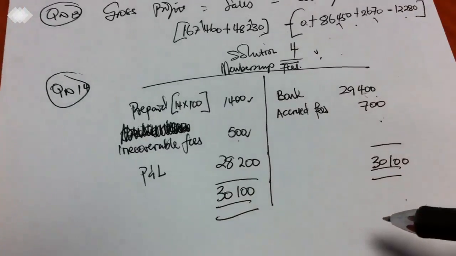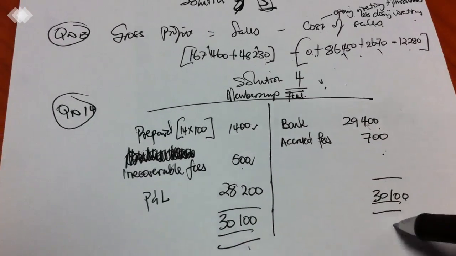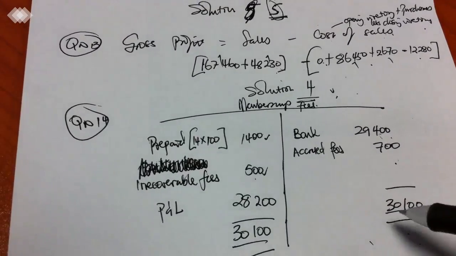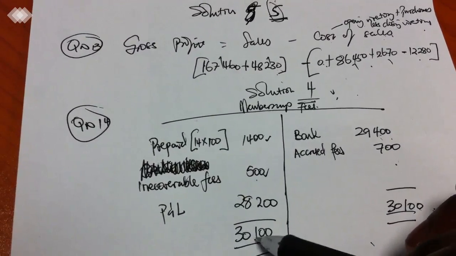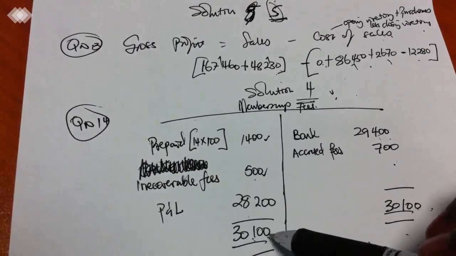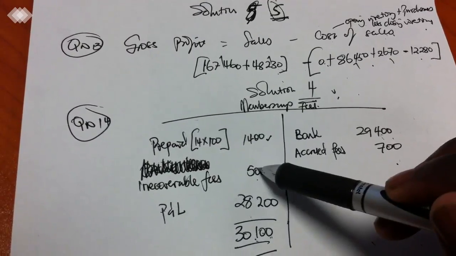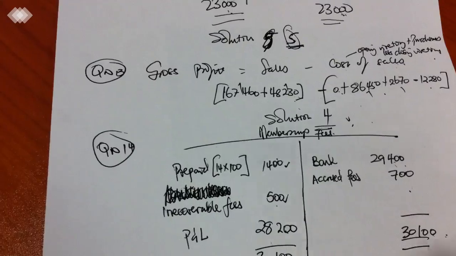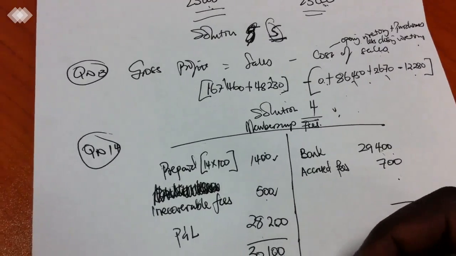How do you balance off? You look for the bigger side. If you compare the two, the bigger side is this, isn't it? So the bigger side, you put it on both sides. For this side to become equal to this, you say this minus that, you get that, which is your profit and loss, which is the solution.